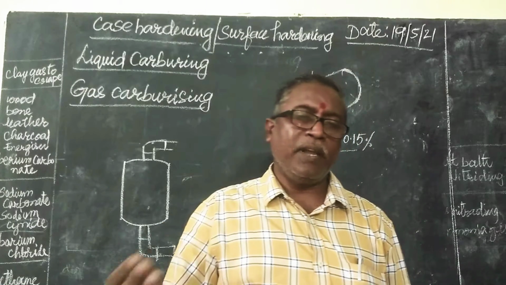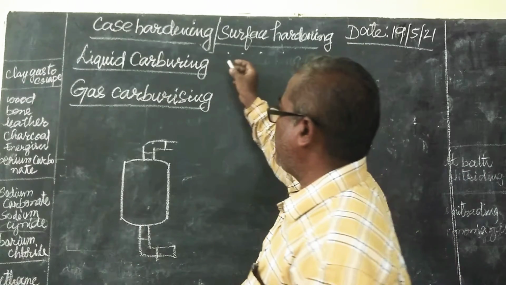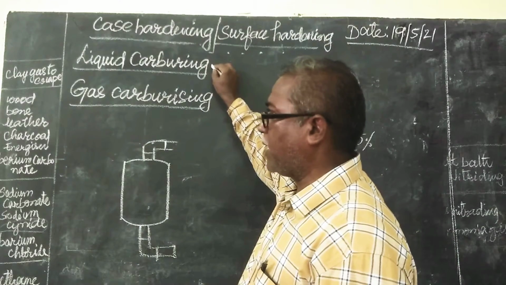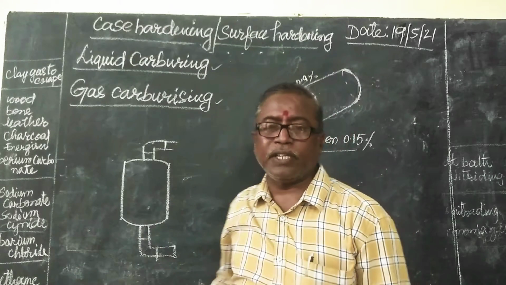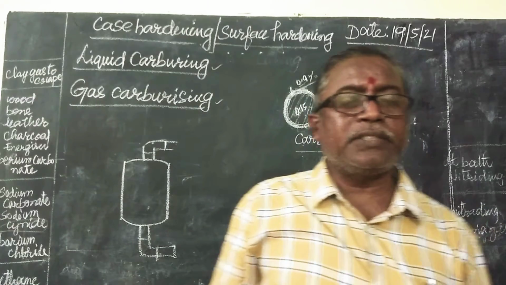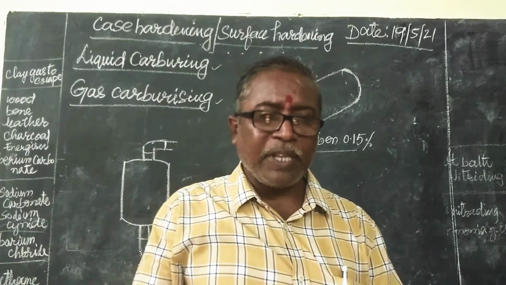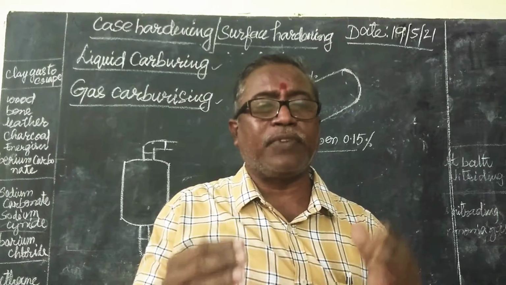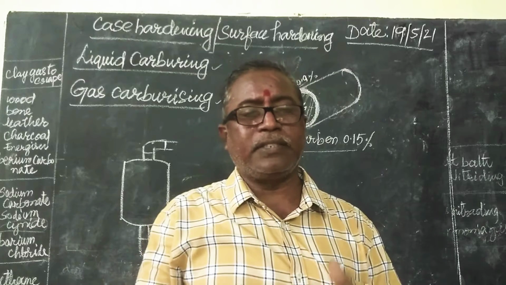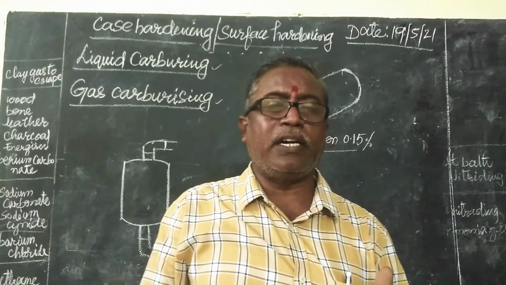So like this, many methods are there. One is pack carburizing, liquid carburizing, gas carburizing. So like this carburizings. Whatever method we are selecting, we are doing only outer surface hardening. That is surface hardening. By using gas we can harden.